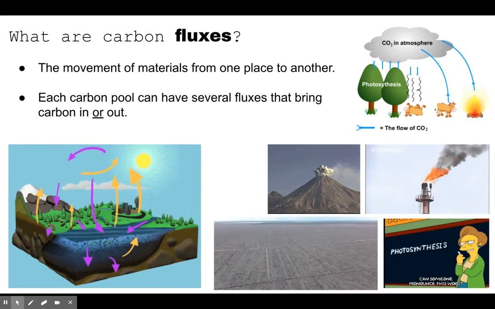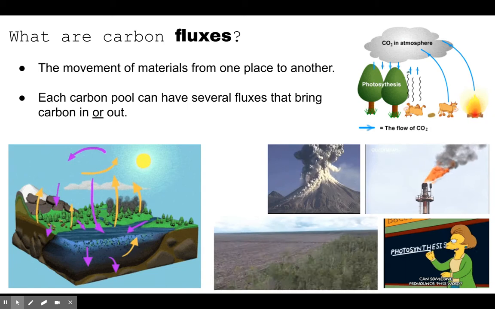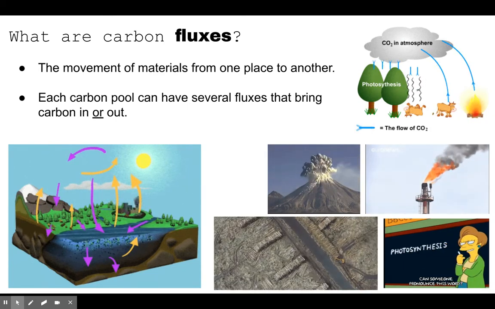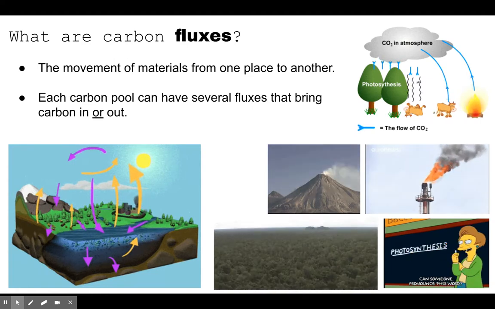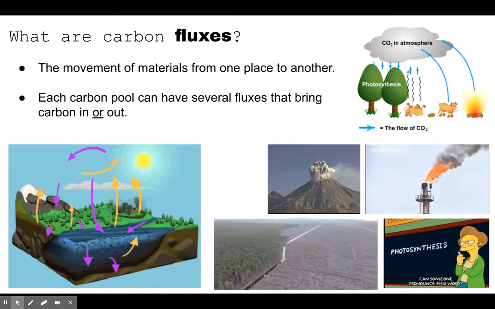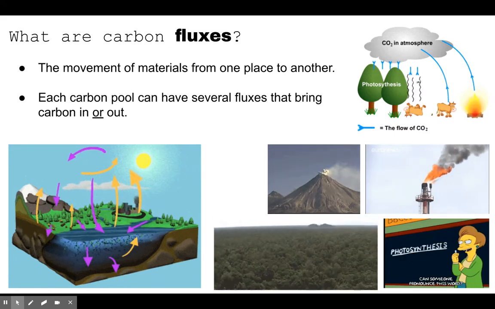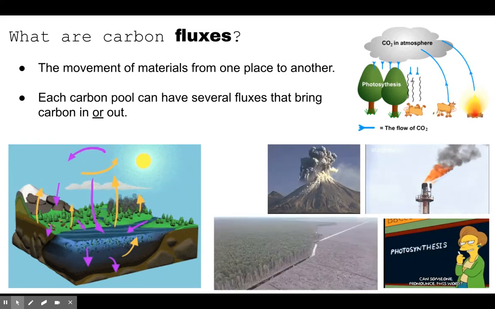Now, some examples of fluxes that we've dealt with previously and already know about. One of the big ones we talked about is photosynthesis, right? Plants using carbon dioxide from the atmosphere in order to create the energy they need to grow. Another thing that's the opposite of photosynthesis is animals and plants producing carbon dioxide through cellular respiration.